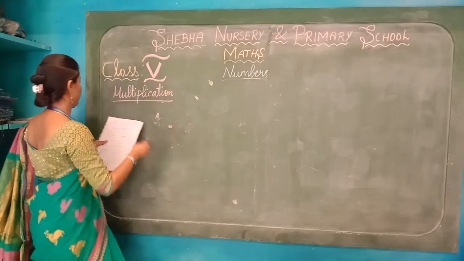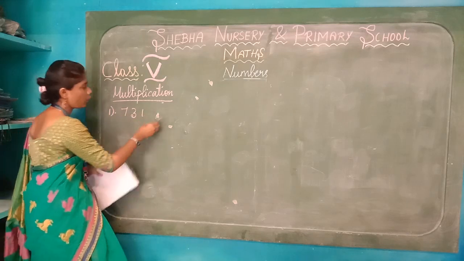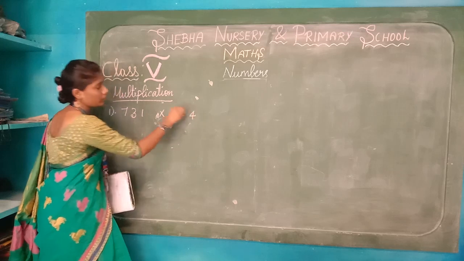Okay children? First I will write the question: 731 into 24.